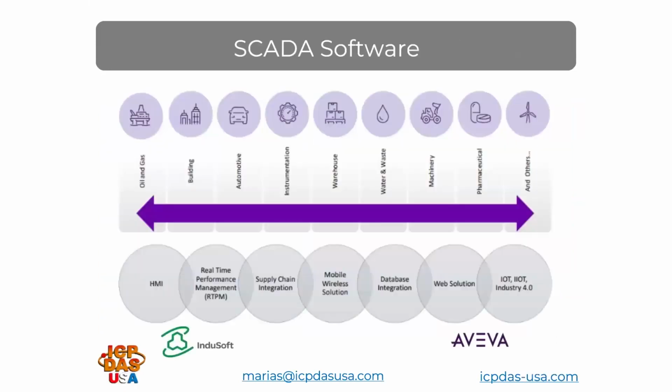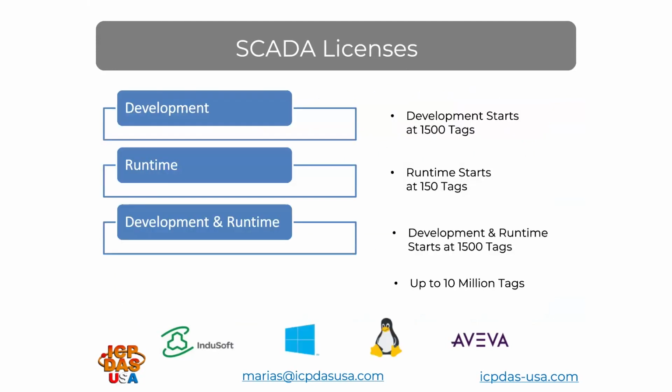InduSoft and AVEVA Edge SCADA software is used in many industries, including oil and gas, energy, manufacturing, automotive, building, machinery, solar, water, and wastewater. Industry-specific templates and demo programs come with the software for fast application implementation. SCADA licenses are available in development, runtime, or development and runtime in one license.